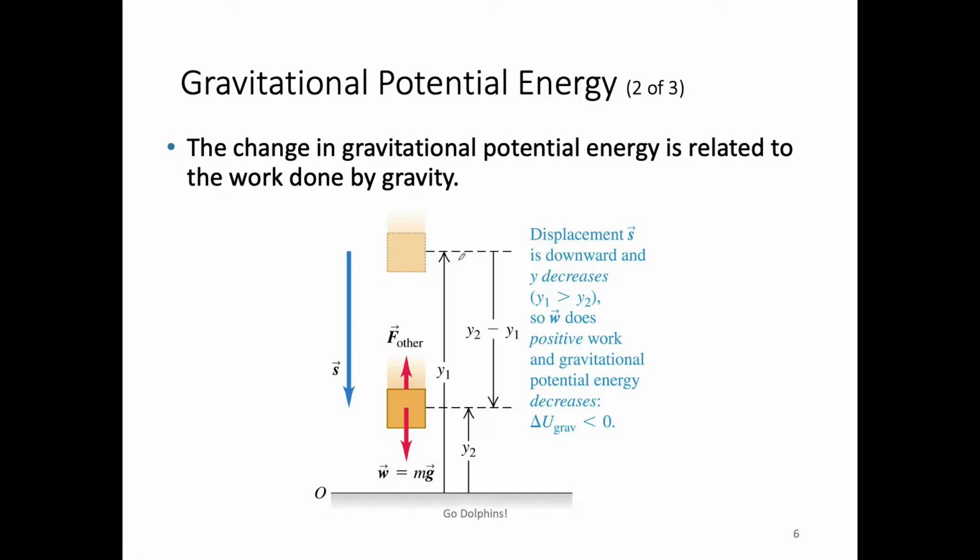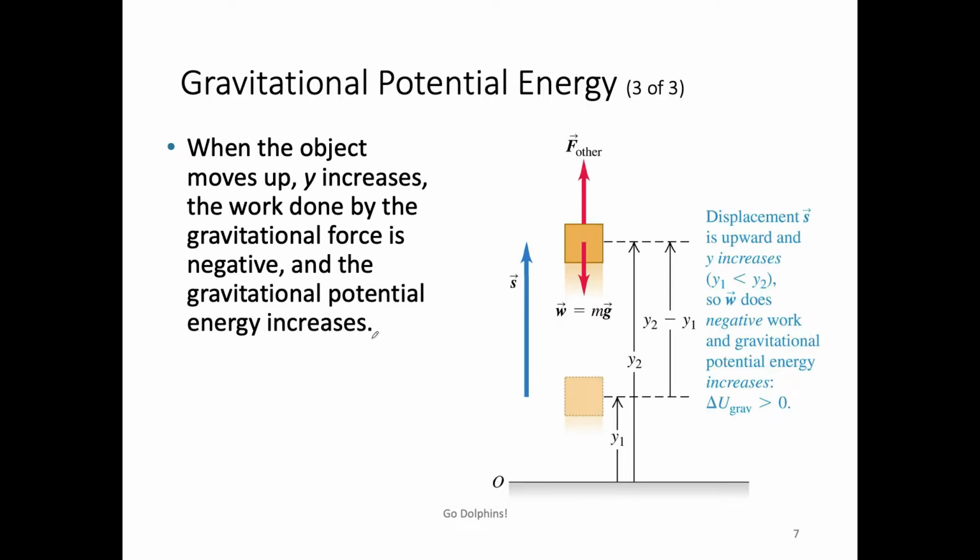And the change of gravitational potential energy, of course, is related to the work done by gravity. In this case, this is the initial position. The object moves to a lower position. Displacement is going down, so gravity is doing positive work, right? And we know the change of potential energy is the negative of the work done by gravity. Your work is positive, so when the object goes down, the potential energy decreases. On the other hand, if the object is going up, the displacement is pointing up, and gravity is doing negative work.